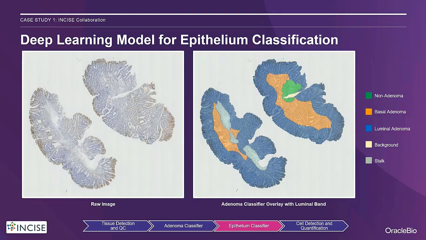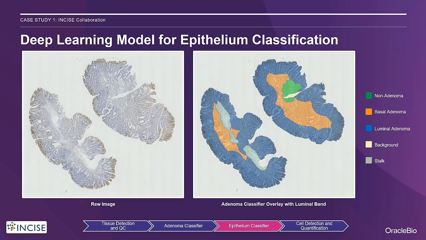The next step of the workflow is the epithelium classifier. And the purpose of this step is to separate the epithelial glands and the surrounding stroma. But before we run the app, we apply some pre-processing steps to the ROIs generated by the adenoma classifier so that we could subdivide the adenoma region into luminal adenoma and basal adenoma. Luminal adenoma, which is shown in blue here on the right-hand side, is the region of adenoma that projects into the lumen of the bowel, and there was certain interest in separating the adenoma class into these two subregions, so then separate readouts could be generated for the luminal and the basal.